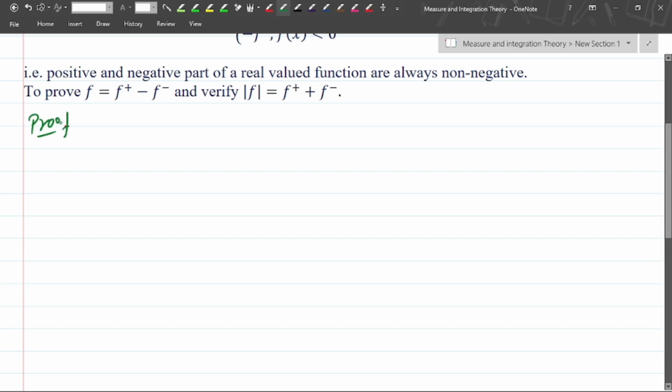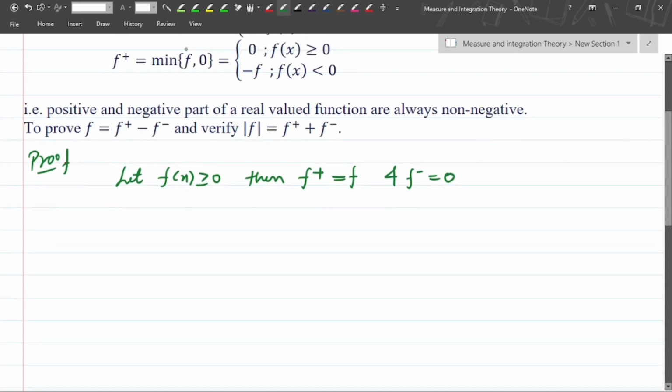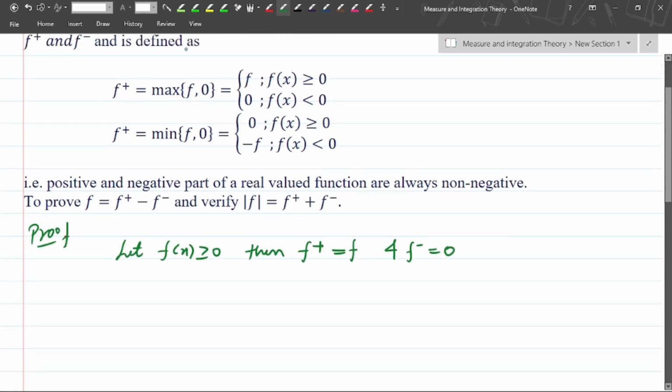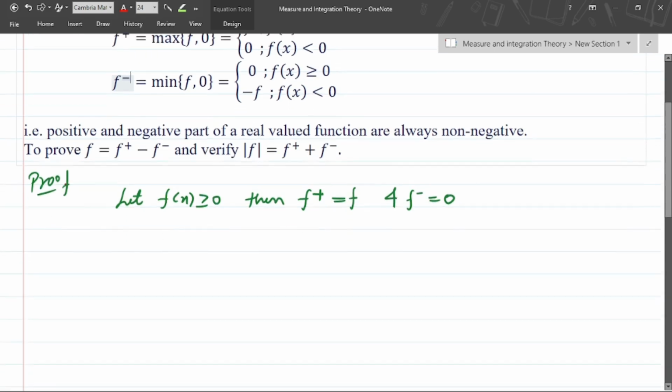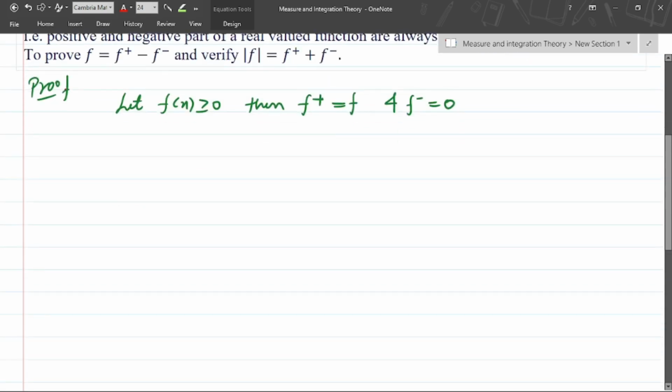The proof is: let my function f(x) be greater than or equal to 0. Then f plus is equal to f and f minus will be 0. If the function is greater than 0, then for the negative part, that is also a typing error, f minus will be 0, because f is greater than or equal to 0.